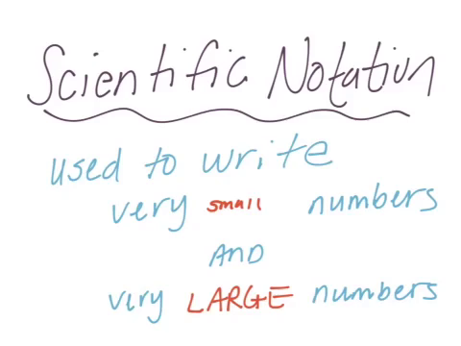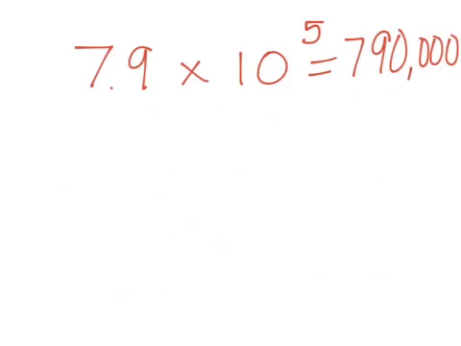Okay, today we're going to talk about scientific notation. Scientific notation is used to write very small numbers and very large numbers. So let's take a look at this example. We have 7.9 times 10 to the 5th power.